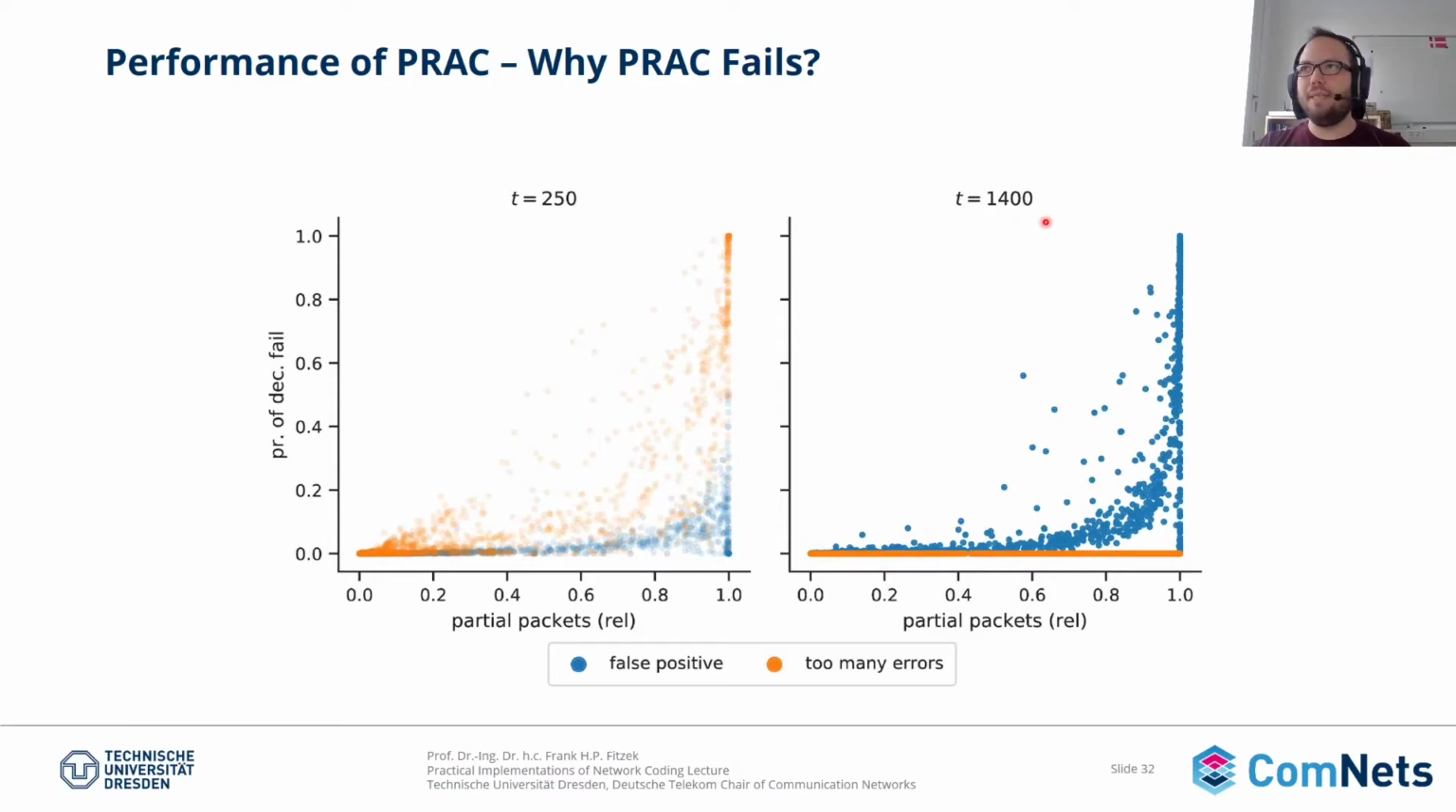On the other hand, if we assume that we have a PRAC algorithm that can correct every error of the packet, this being the length of our packet, then there will never be too many errors. That's why the orange dots are here. But when the packets are more and more broken, the x-axis represents how broken the packets are, with 1 meaning that all bits are erroneous, there are many scenarios where PRAC would fail due to false positive.